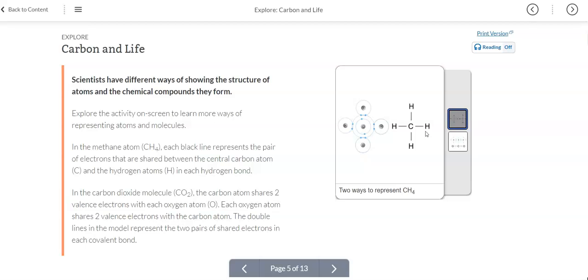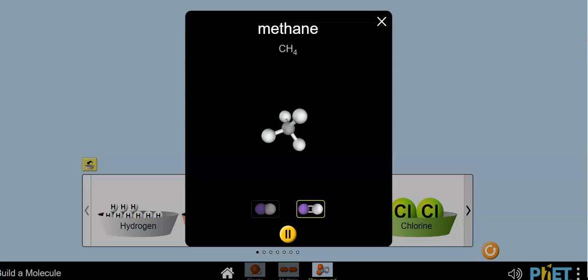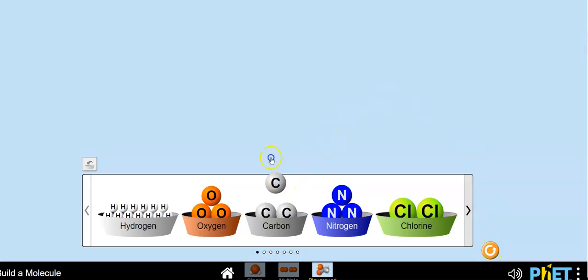In the carbon dioxide molecule, CO2, the carbon atom shares 2 valence electrons with each oxygen atom, and each oxygen atom shares 2 valence electrons with the carbon atom. The double lines in the model represent the 2 pairs of shared electrons. So here's a pair, here's a pair, here's a pair, and here's a pair. You can also see that in our space-filling model in the lesson with CO2.